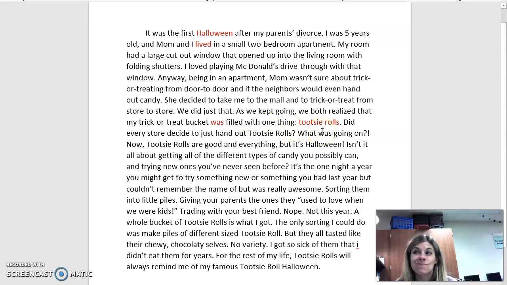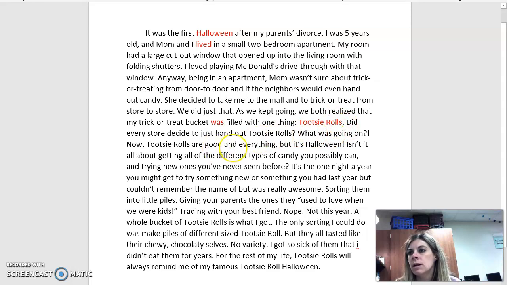Tootsie Rolls. Tootsie Rolls is the name of a candy. It should be capitalized. So if you decide to write about Snickers or Fun Dip or Starburst, those are all names of candies that should be capitalized. But if you're just talking about chicken or steak, it's not the name of a type of food, so you would not have to capitalize that.